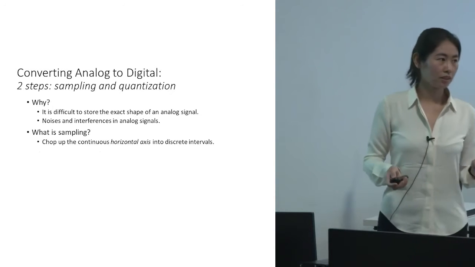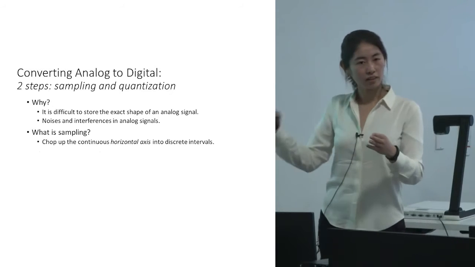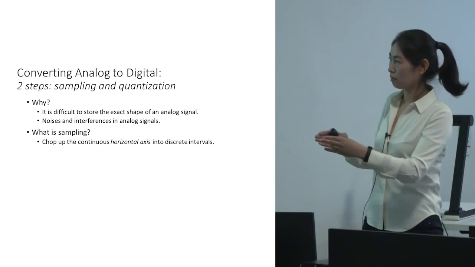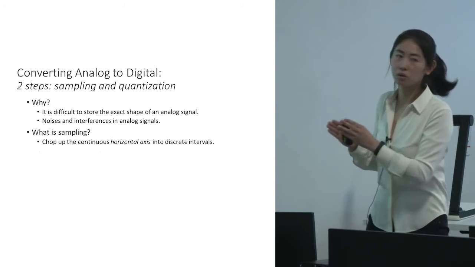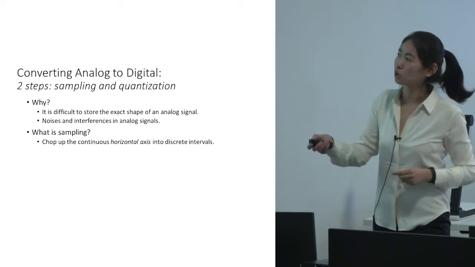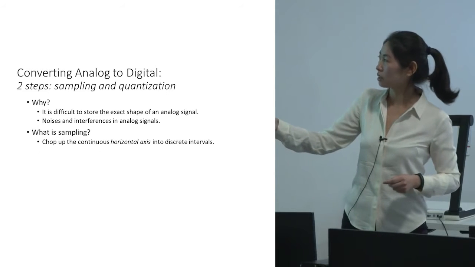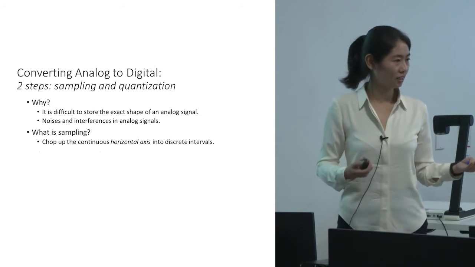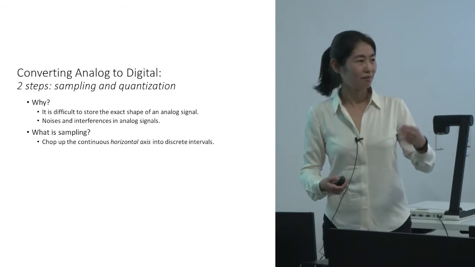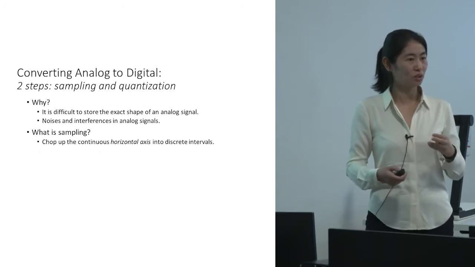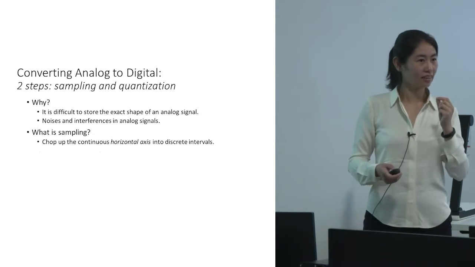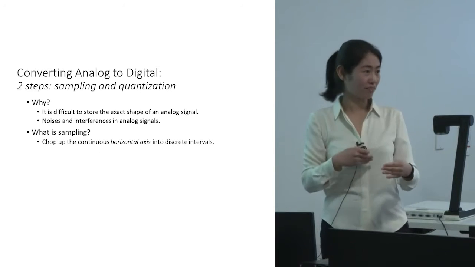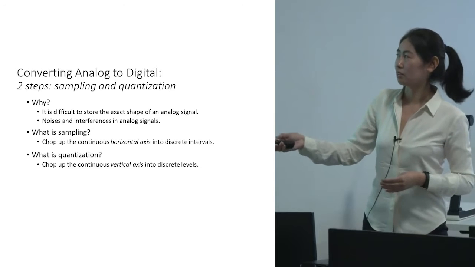So what is sampling? You have an analog signal, so you have X and Y axes, right? Sampling is about how you digitalize or discretize your x-axis. You chop up the continuous horizontal axis into discrete intervals. Right now, I'm continuously talking, but if you chop the time, my voice is going to be discretized. You will hear something, then my voice is going to be all disconnected. That's how I am sampling my voice. And this is about the x-axis.